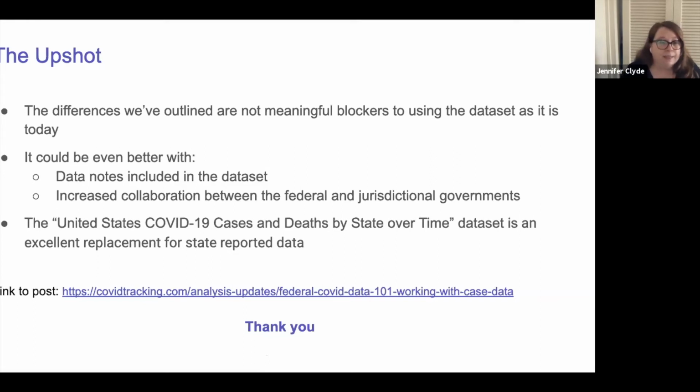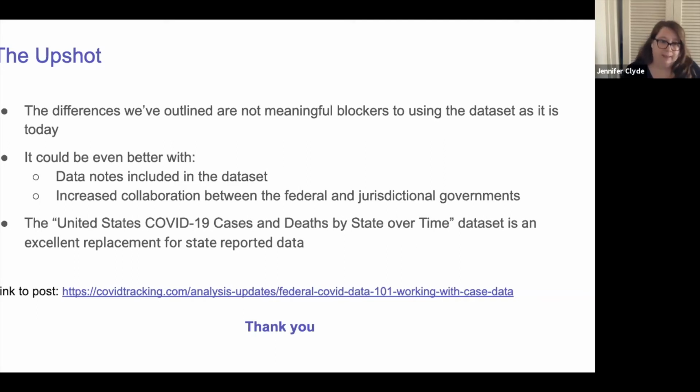It could be enhanced with the aforementioned data notes, especially if they're in a structured format so that they could be analyzed manually or programmatically within the data sets, and increased collaboration between the federal and jurisdictional governments to reconcile some of the reporting differences, especially in the confirmed and probable cases areas.